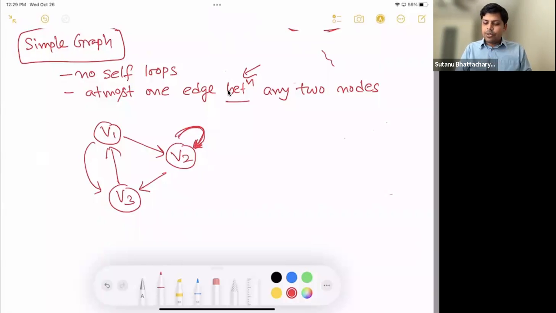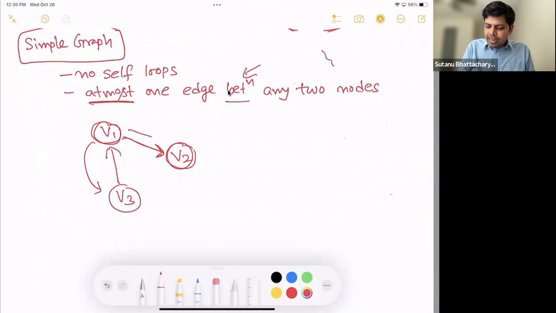At the same time, there is at most one edge, maximum one edge, between any two nodes. V1 is one node, V2 is another node. There is only one edge, not more than one edge. There might be no edge at all. Suppose there is no edge between V2 and V3, and also there is no self loop. In this case, this is also a simple graph. V3 to V2, there is no edge. That's also perfectly fine. But this is not a simple graph, because here multiple edges are there.